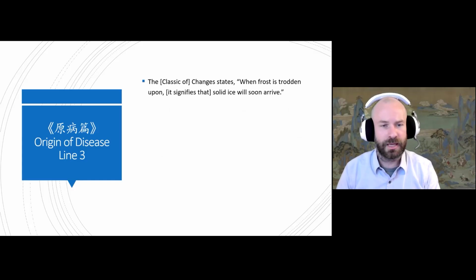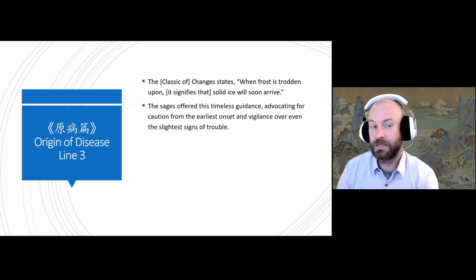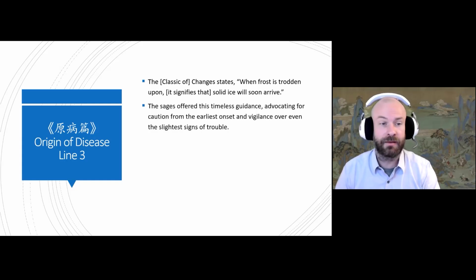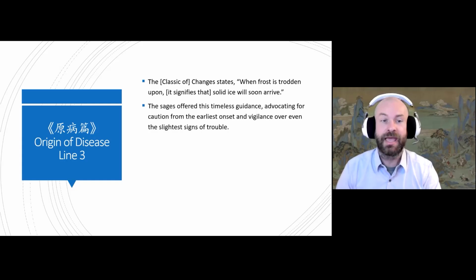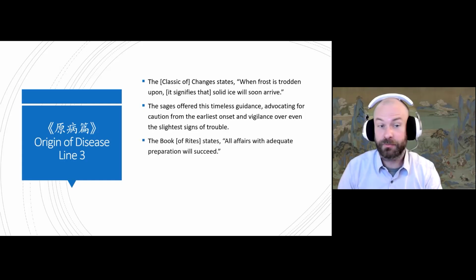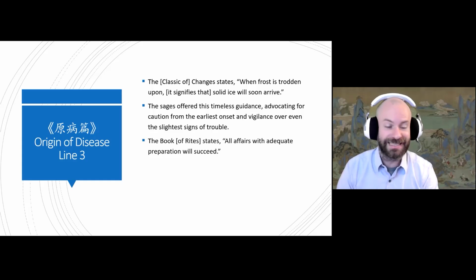In his commentary, he says the Classic of Changes, the I Ching, states, when frost is trodden upon, it signifies that solid ice will soon arrive. The sages offered this timeless guidance, advocating for caution from the earliest onset and vigilance over even the slightest signs of troubles, preventative medicine. The Book of Rites states all affairs with adequate preparation will succeed. The Book of Rites being one of the Confucian classics.